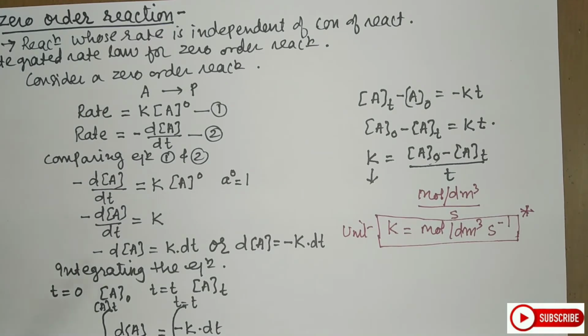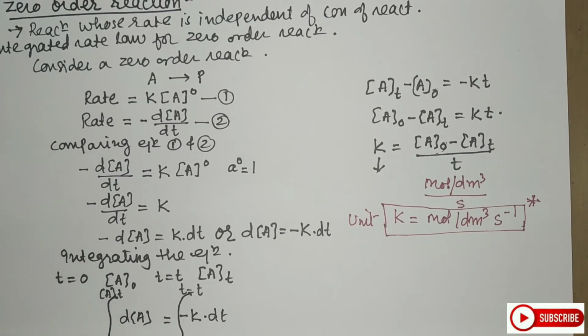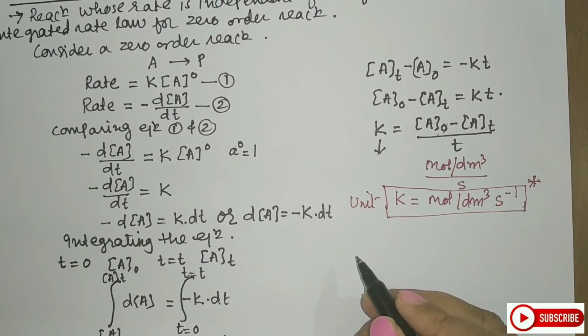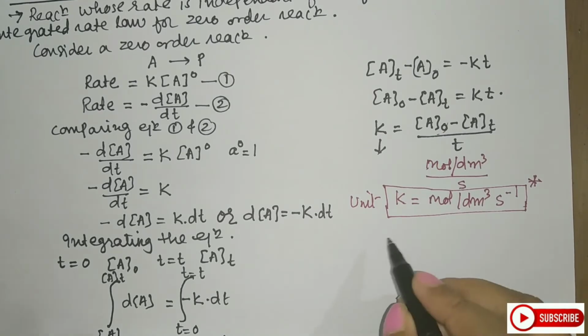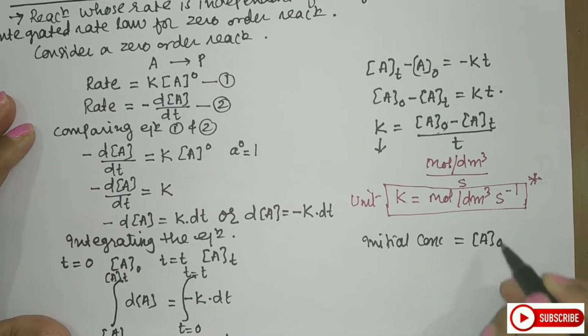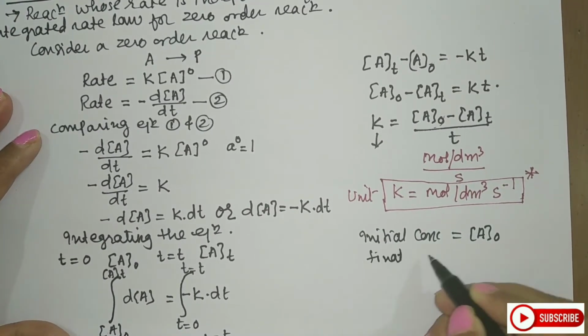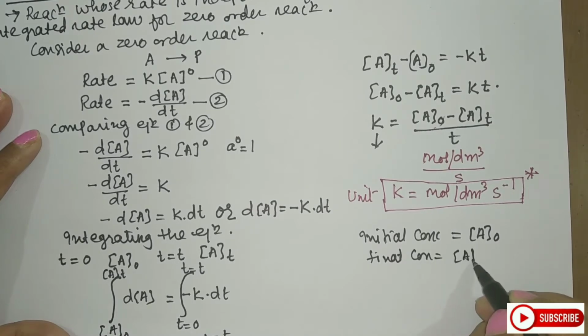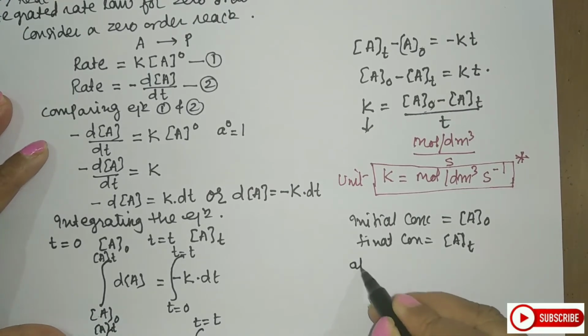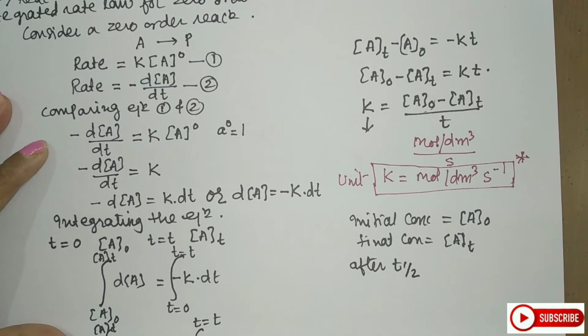Now let us see what will be the half-life for the zero order reaction. Students, you know that half-life is the time taken by the reactant concentration to become exactly half after a certain time, and that is what we call half-life. Now when I am talking about the half-life, let us see what actually will happen. If I say the initial concentration is A0, then what will be the final concentration after time t? That will be your At. That's what we take. But when we are considering the half-life, we represent it as t half.